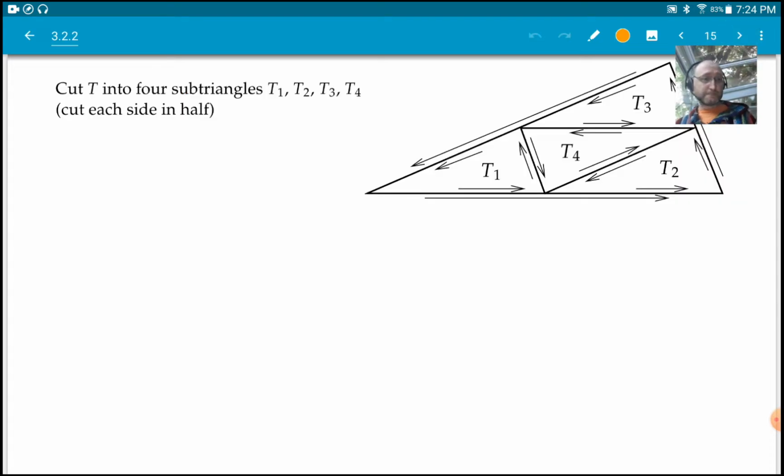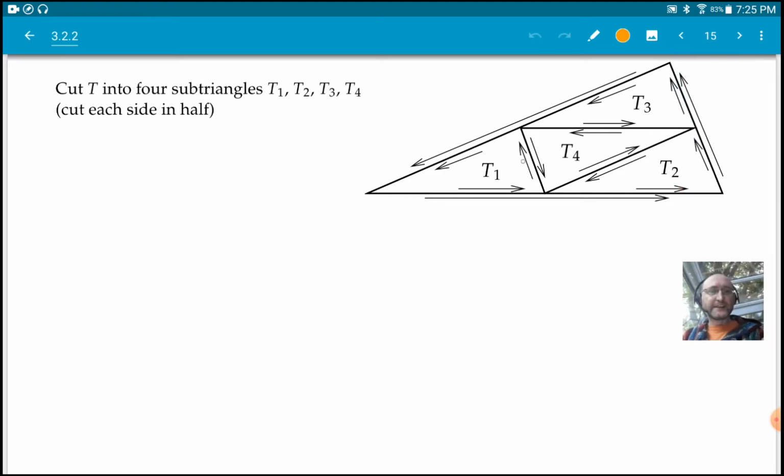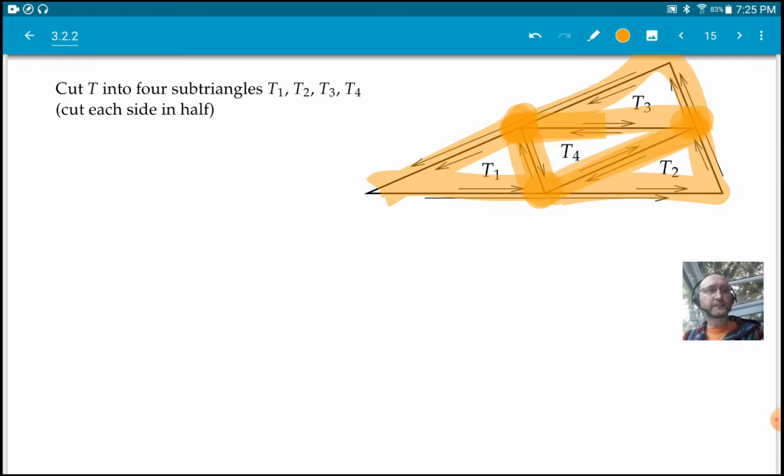So we start with a T, and we cut the T into 4 subtriangles by basically dividing each side in half. And so then we have these 4 subtriangles that make up our big triangle, our big triangle T.